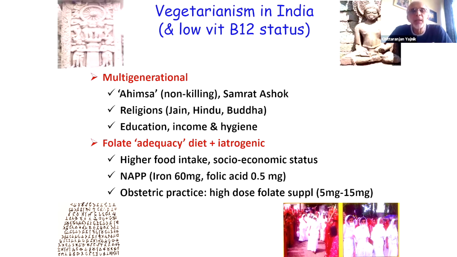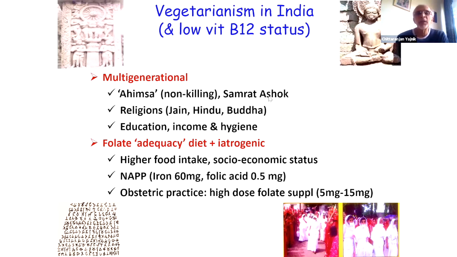Because B12 comes only from non-vegetarian food, and for that matter, milk is also non-vegetarian. So milk, eggs, fish, meat, they provide you B12. Plants do not provide you B12. Plants don't need B12 for their metabolism. They don't have it. So in India, vegetarianism, unlike in the Western world, is again multi-generational.